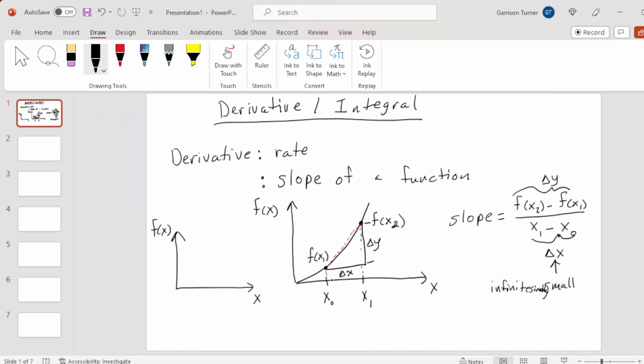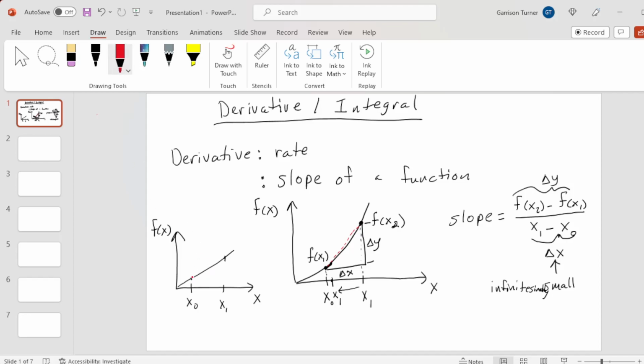Let's put now x1 right here. Let's shift it over. So this is my new x1, and then the distance between them is now going to be my new delta x. And now this looks a whole lot like a straight line, right? So if I zoom in on that function in that region, I now have something that looks pretty close to a straight line.